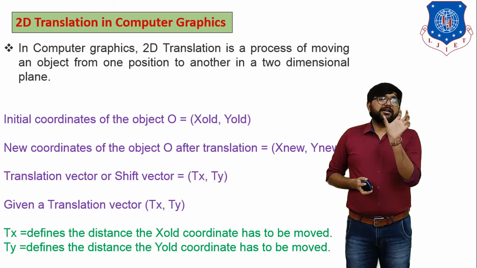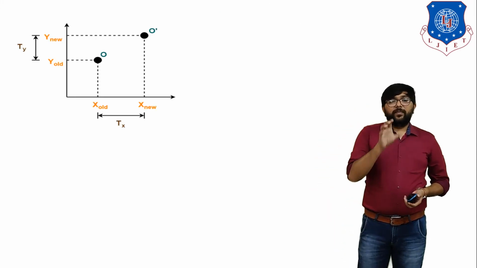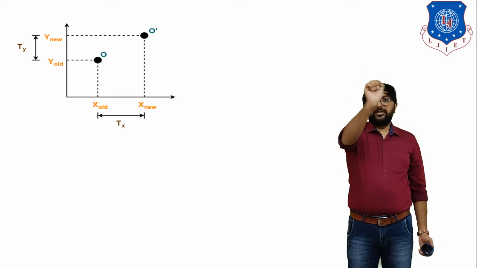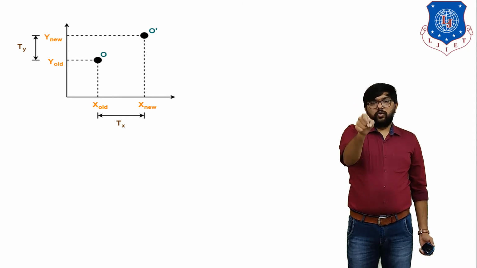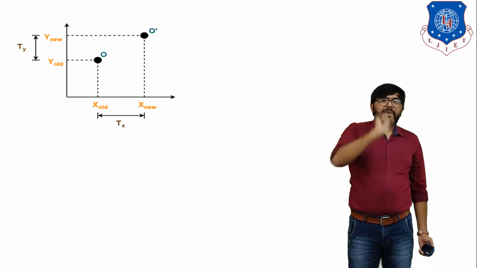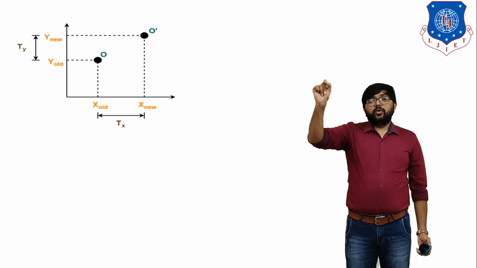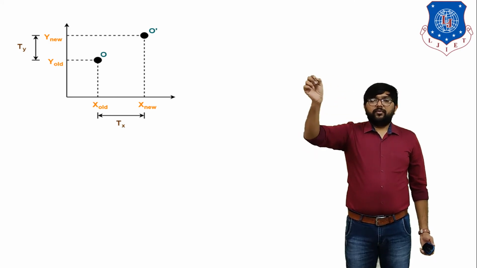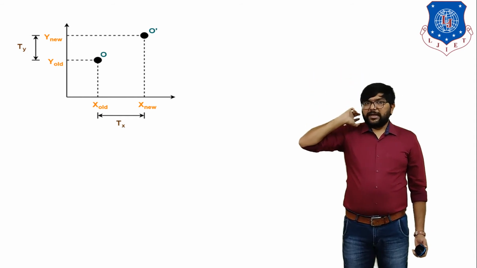Now we discuss this translation process using a figure. Clear? So this is one figure. Now visualize in this figure the point O. The x coordinate of point O is x old, and the y coordinate of point O is y old. The next point is O dash, which is the new position of O. Clear? The x coordinate of O dash is x new, and the y coordinate of O dash is y new. Clear?